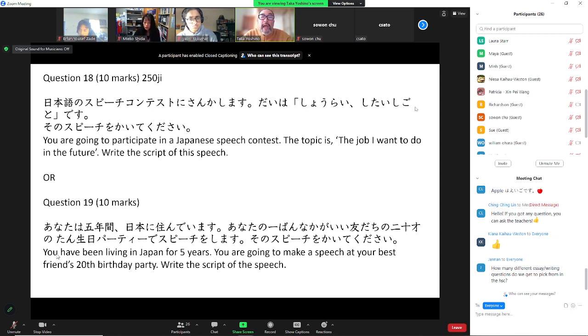So read the question and think about what kind of grammar structure you have to use, what kind of text form you are going to have to use, and which one you are strong at writing Japanese. Okay, I didn't put the analysis of the question this time. I think you can do it by yourself: what kind of text type you are going to use, and what kind of grammar structures you can use.